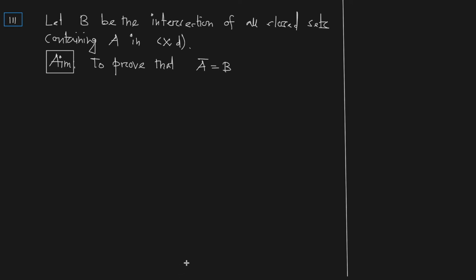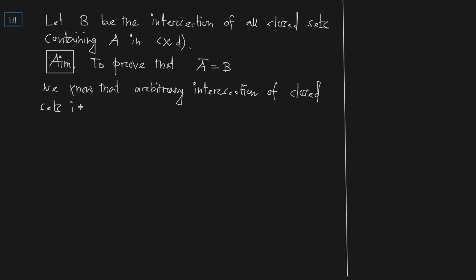এবার আমরা রেজাল্ট জানি যে আরবিট্রারি ইন্টারসেকশন অফ ক্লোজ সেটস ইজ ক্লোজড, ঠিক। সো হোয়াট ইজ B? B ইজ দ্য ইন্টারসেকশন অফ অল ক্লোজ সেটস, ঠিক। সো আরবিট্রারি ইন্টারসেকশন অফ ক্লোজ সেটস ইজ ক্লোজড, সো B মাস্ট বি ক্লোজড, okay। So we know that arbitrary intersection of closed sets is closed. Clear? So B is closed.